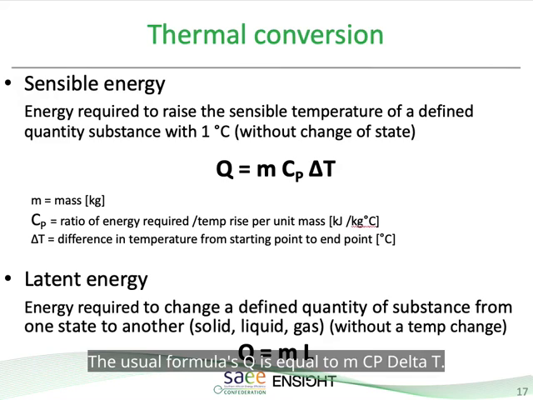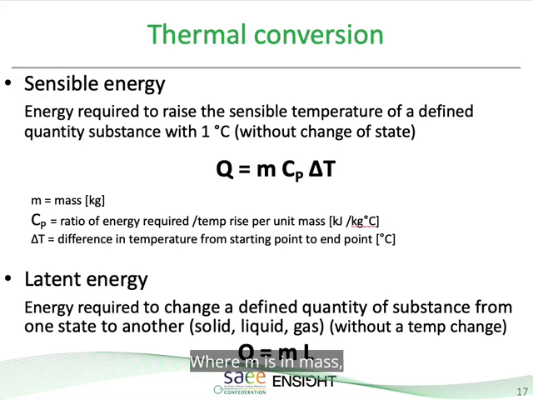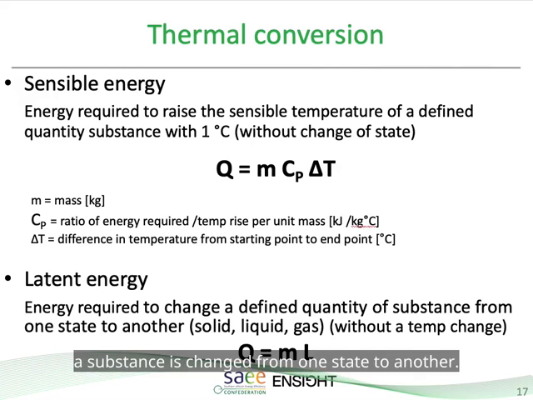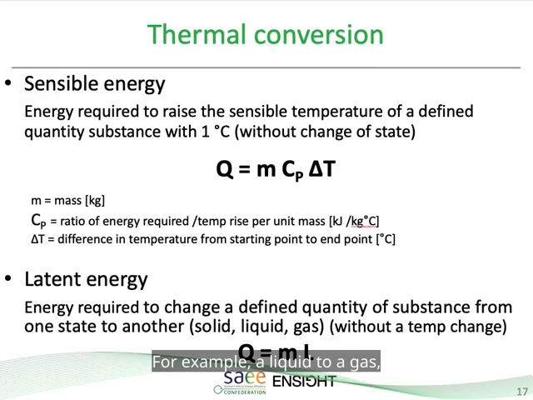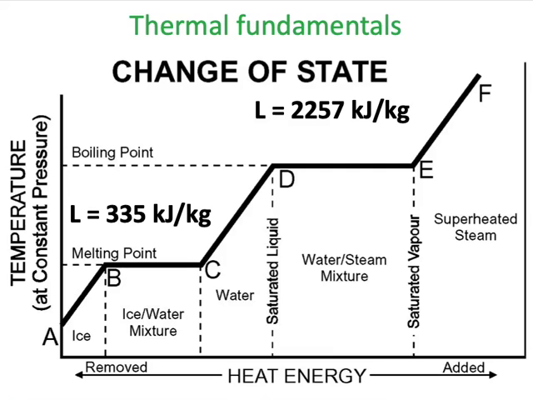The usual formula is Q is equal to mCp delta T, where m is mass, Cp is a ratio of energy required, and delta T is a temperature difference. Latent energy is when a substance is changed from one state to another, for example, a liquid to a gas, without a temperature change. Energy in this case is mass times latent energy.